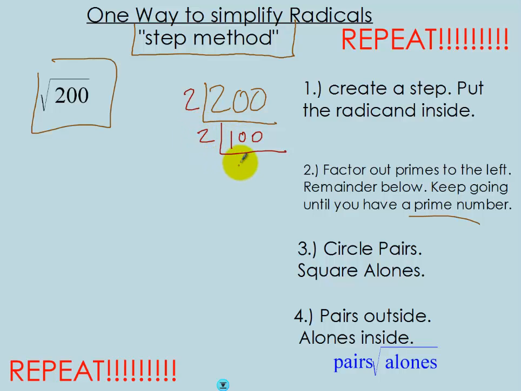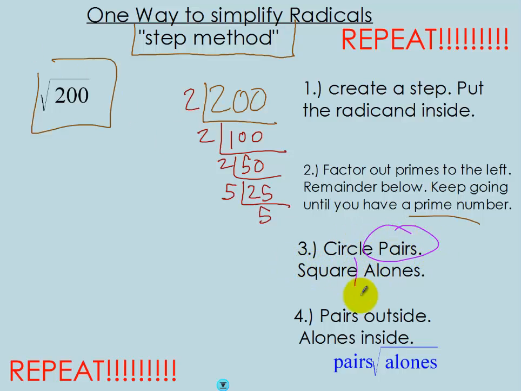So that's still even, divide by 2. You're left with 50. Hey, that's still even, divide by 2. And you're going to get 25. And what is wrong with this? Oh yeah, and it's divide by 5, and then you're going to get 5, and that is a prime number. So we're done.